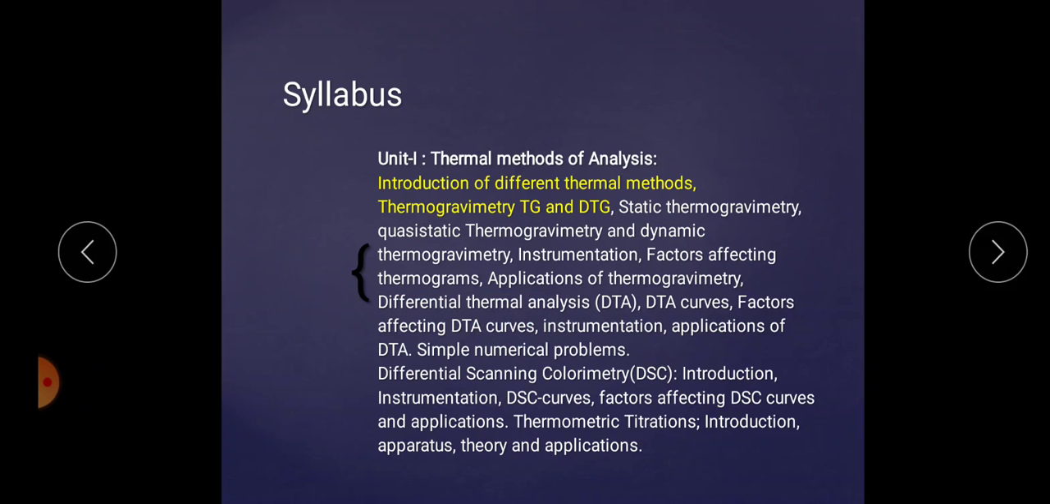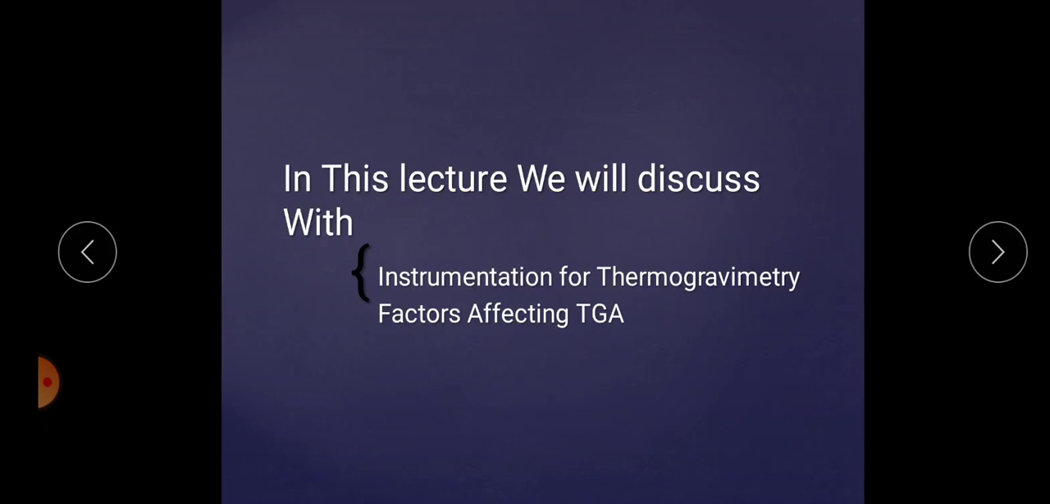So let's start. This is the overall syllabus of Unit 1, that is Thermal Methods of Analysis. In the first lecture, we completed thermogravimetry and the thermogram, and two different thermograms have been completely discussed. Now in this lecture we will discuss instrumentation for thermogravimetry and the factors affecting TGA.